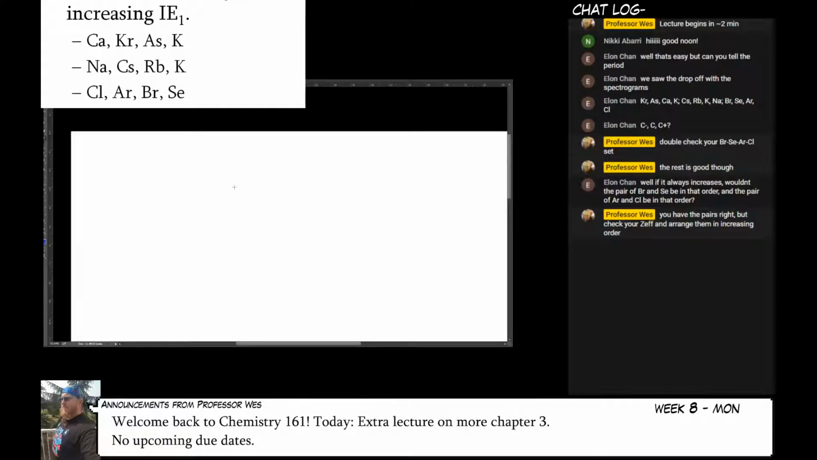All right, so for all of these, remember that we like to make the little N and Z effective chart here. So I'll go calcium, krypton, arsenic, potassium.